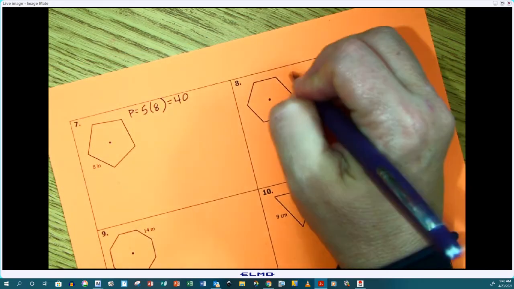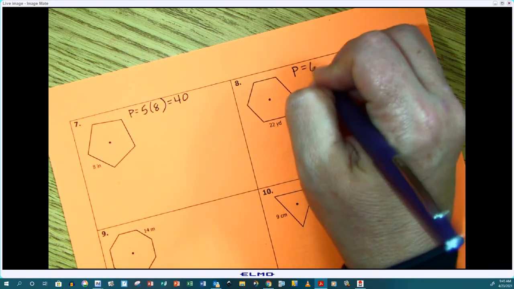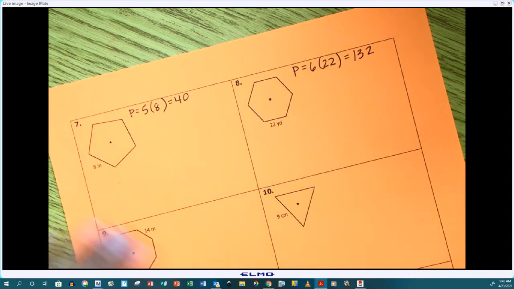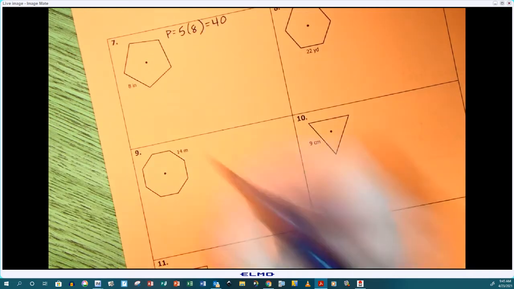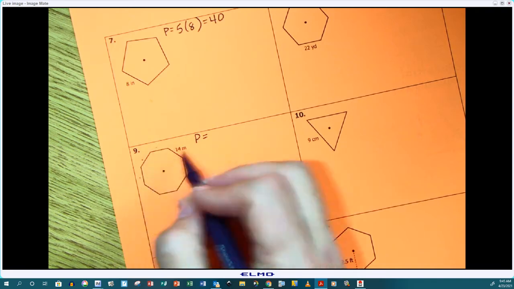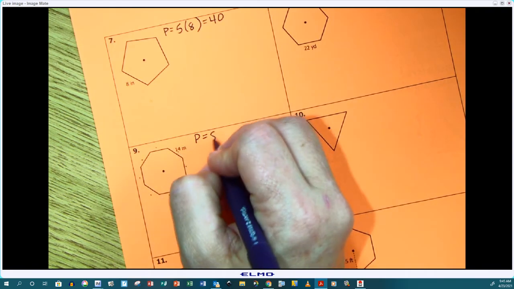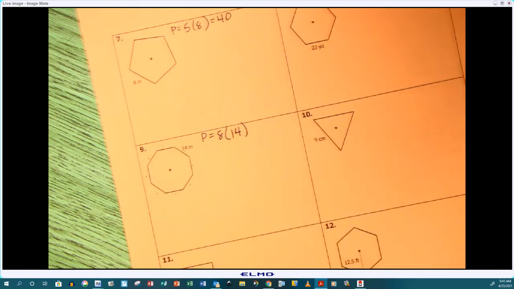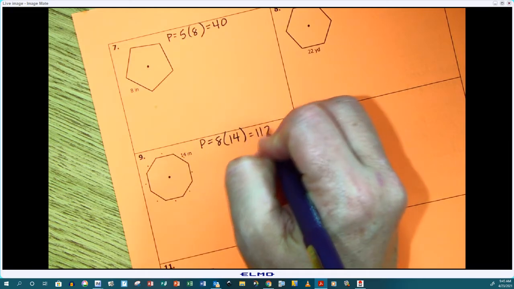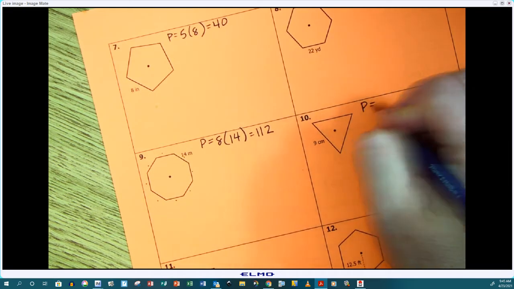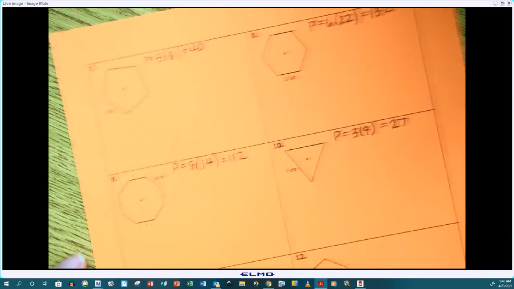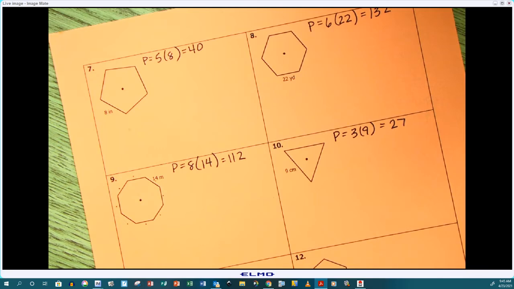This one, there are 6 sides and they're each 22. So the perimeter is 132. Too bad that this isn't all they're asking for, right? The perimeter here, I've got 1, 2, 3, 4, 5, 6, 7, 8 sides, and they're each 14. So now I'm going to have 112 as my perimeter. And the perimeter of this one, there are 3 sides at 9 each, so the perimeter is 27. So very quickly you can find the perimeter.